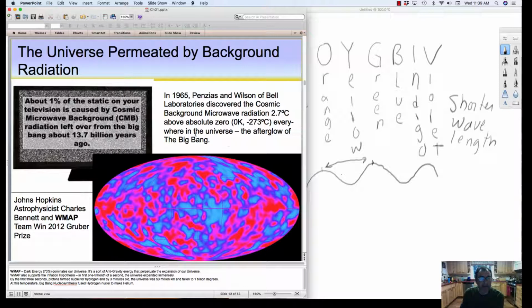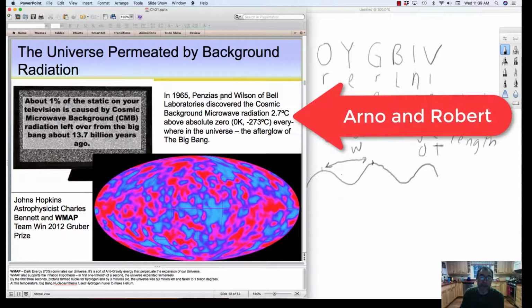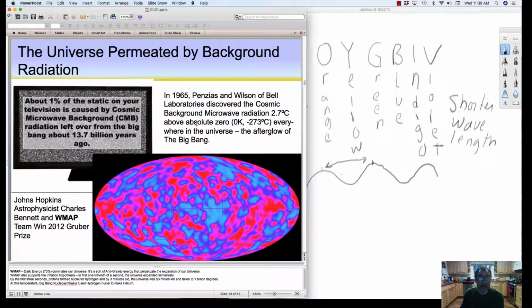To summarize, another thing to think about is the cosmic microwave background radiation. In 1965, Arno Penzias and Robert Wilson from Bell Laboratories discovered this radiation above absolute zero, right? So it was everywhere, pervasive in the universe. And that's what this WMAP map is showing. It was really done in 2012 by people at Johns Hopkins. And it really shows this temperature anomaly of the universe. So wherever we look, we see that there is this energy out there. And so again, that's evidence for the Big Bang, that it did occur, the afterglow of the Big Bang.